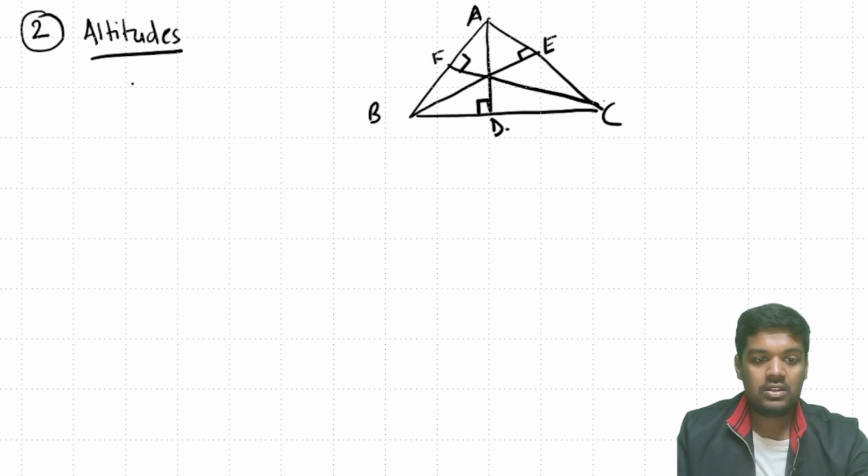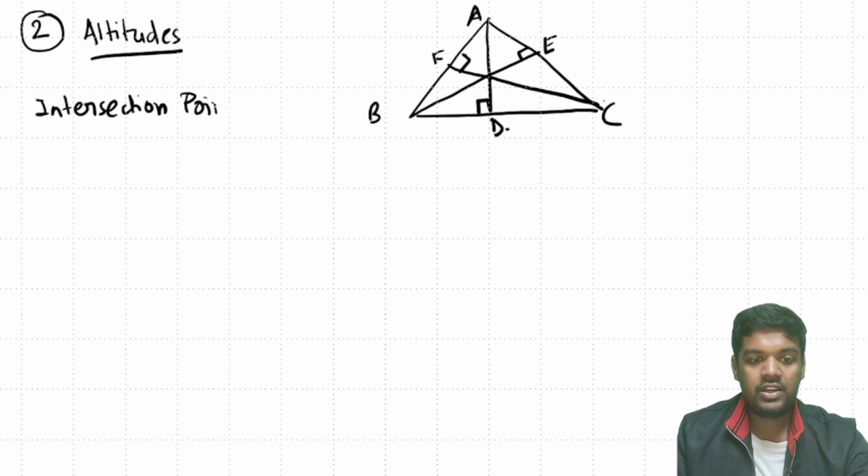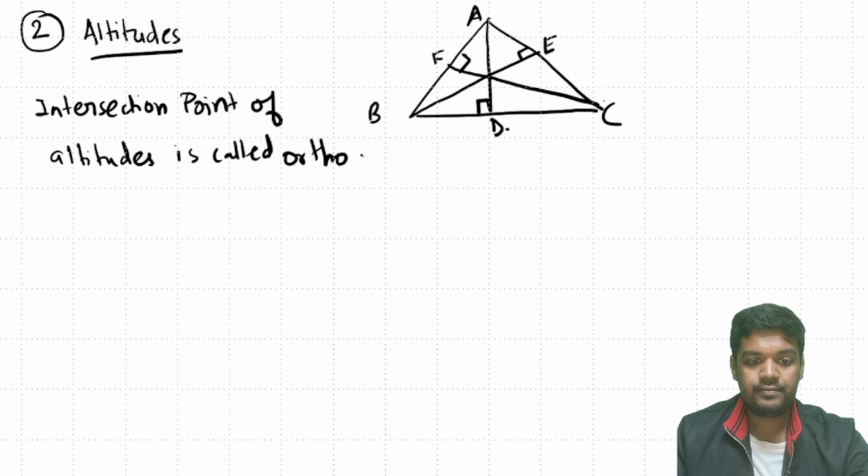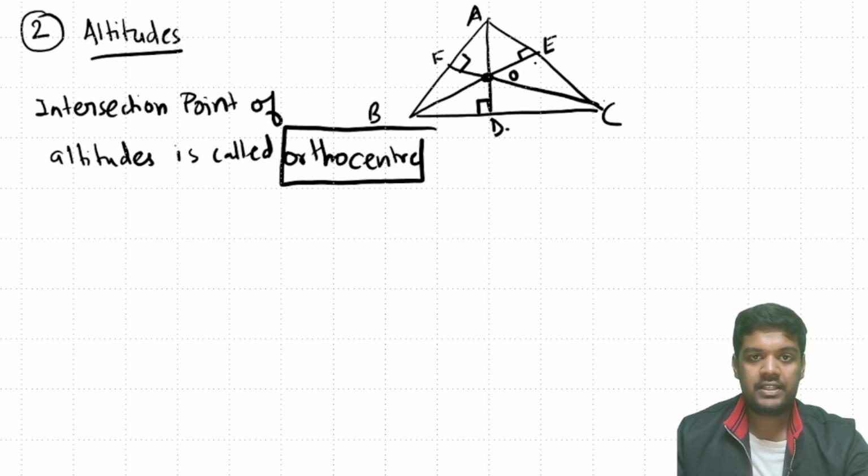So the intersection point of three altitudes is called orthocentre. So this meeting point O is called the orthocentre here.